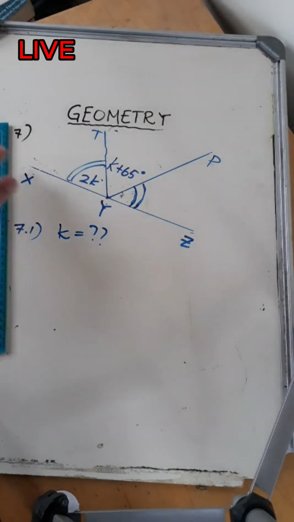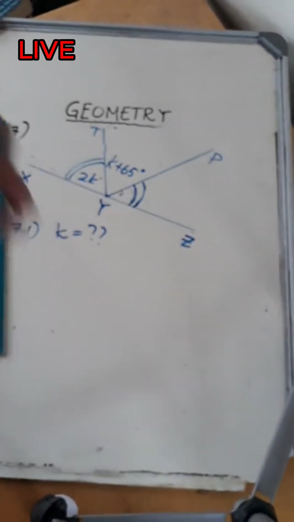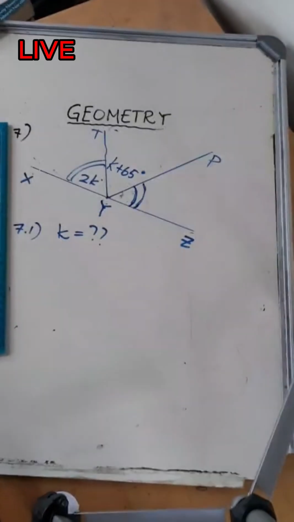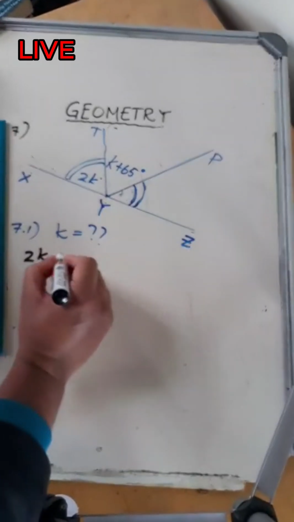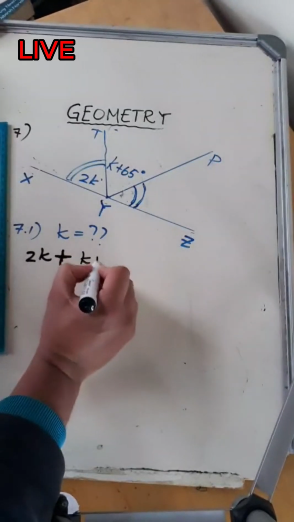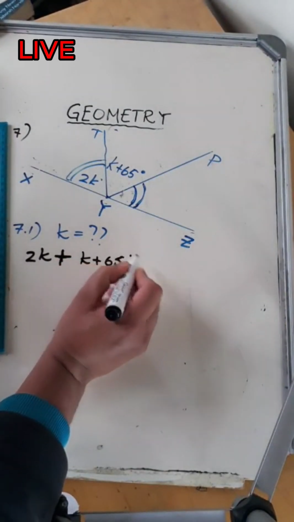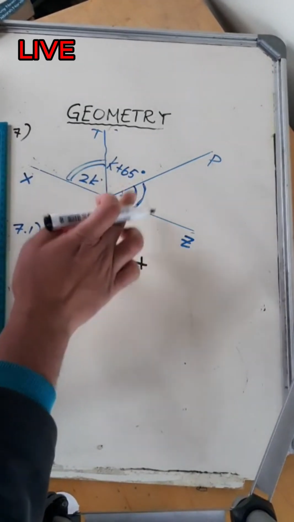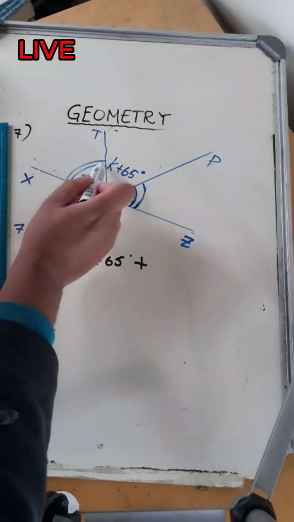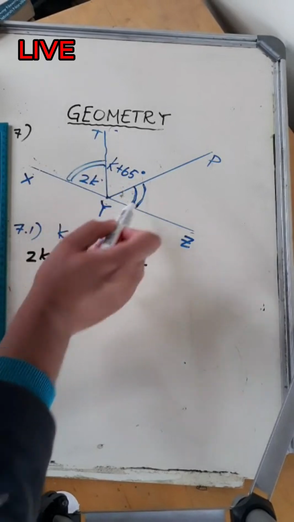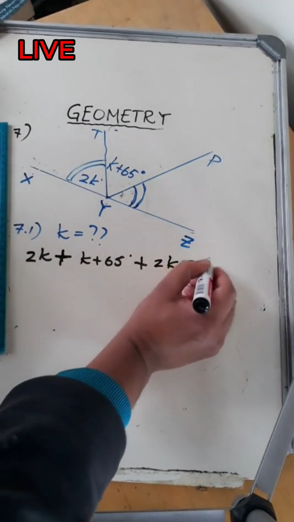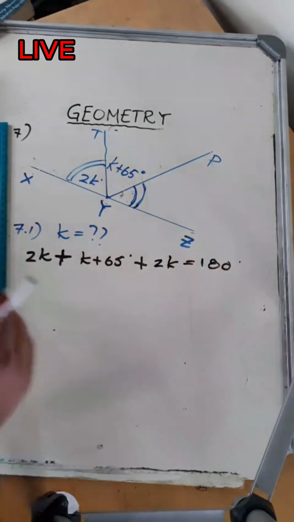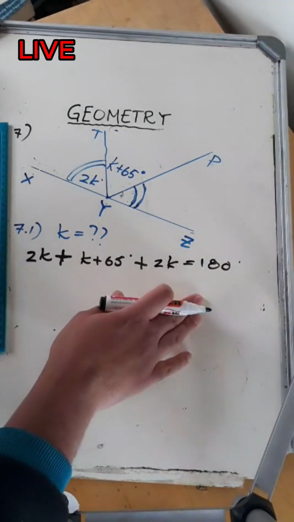So we're going to apply the same theorem that we've been doing for the previous 6 examples, where it says the angles on a straight line is equal to 180 degrees. So let's write it down mathematically. So 2K plus K plus 65 degrees plus, what is the value of this one? It is also 2K, because these two curved lines indicate that this is equal to that. So 2K is equal to 180 degrees. Who said so? The theorem of straight lines.